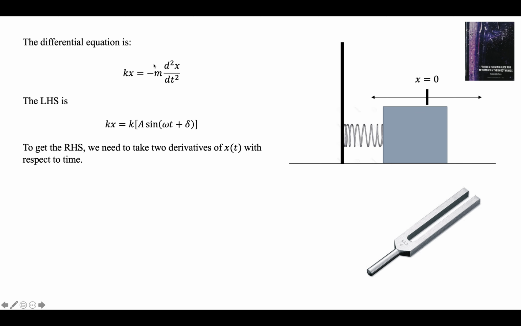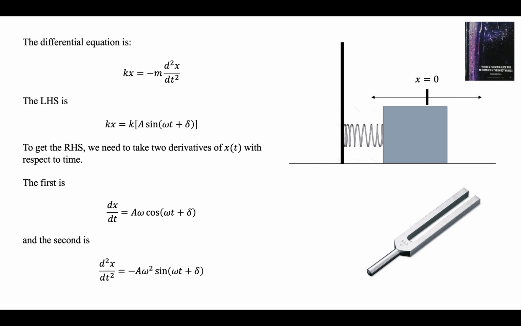To get the right-hand side, we need to take two derivatives with respect to t. The first derivative of sine is cosine. You take the derivative of the angle, you get an omega. That comes out front. This is not a class in calculus. I'm going through this quickly. You take the second derivative. Now cosine becomes minus sine, and you pull out another omega. So now you've got minus A omega squared. So this is the second derivative, and we can plug it back into this equation.